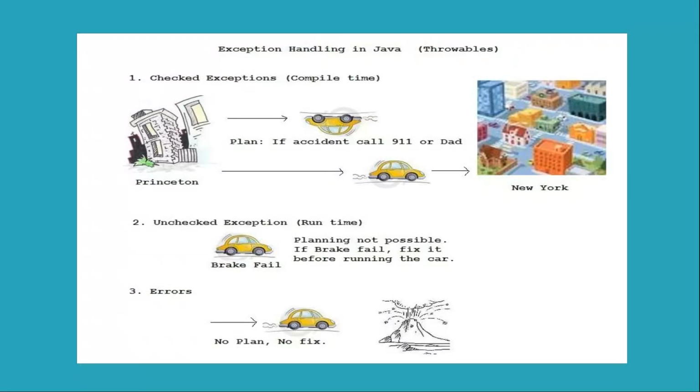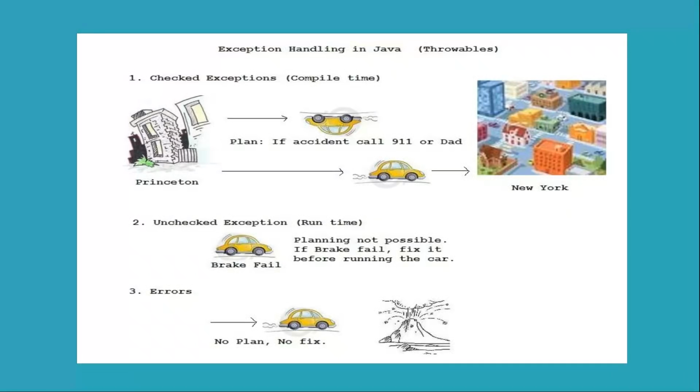Here, what is a checked exception? A checked exception is something which is caught at compile time. So that is a planned action. Just consider a car. A person is moving from Princeton to New York. He's traveling by car, and he's planning for a particular error or something that can happen on the way. So he plans that if an accident happens, then he would call 911 or his dad. So this is a plan that he's made. So if it is a planned action, then it's a checked exception, which happens at compile time.